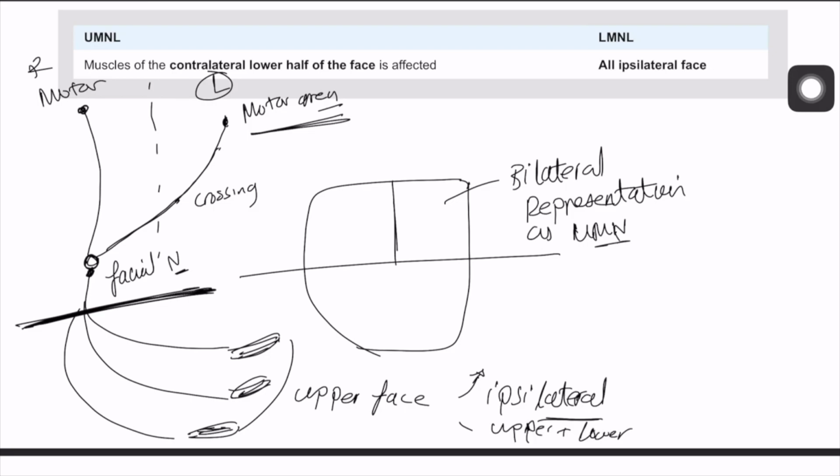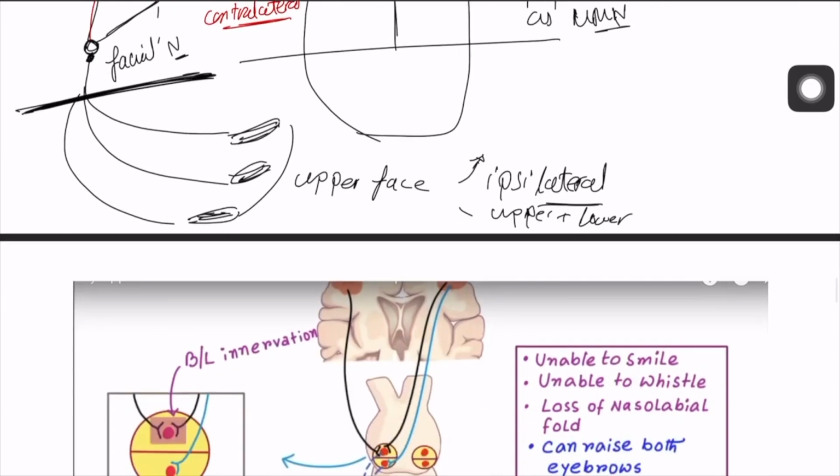But if the upper motor neuron is affected, let's say it's here, it will be contralateral, and it will only be the lower part of the face, because the upper part will be spared as it has bilateral representation in the motor area. Okay, so upper motor neuron lesion: contralateral lower face. Lower motor neuron lesion: the whole ipsilateral face.